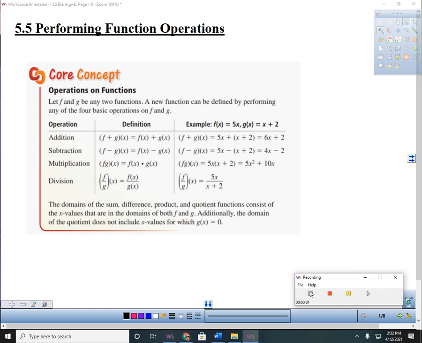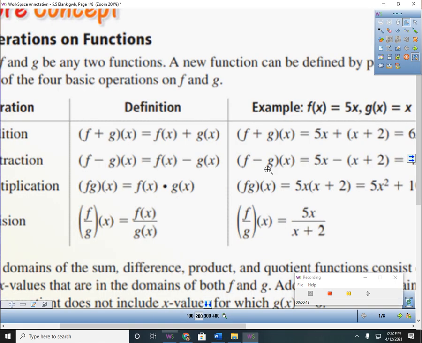In this lesson, we're going to talk about performing function operations. The way you do these isn't anything new to you. The only thing that's new is the notation that you're using. If you take a look at these notations, this just means f plus g of x.